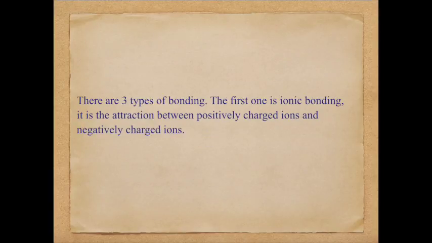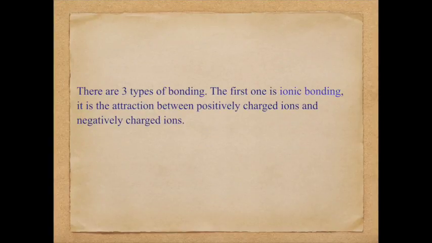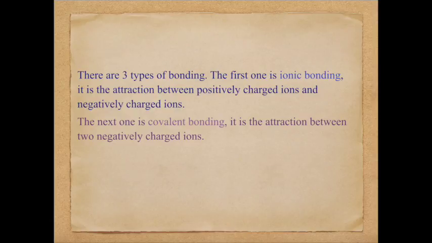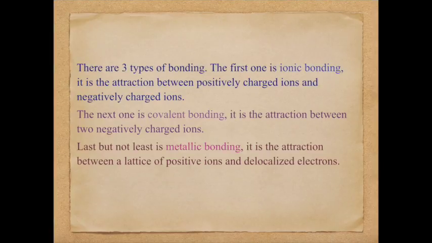There are three types of bonding. The first one is ionic bonding. It is the attraction between positively charged ions and negatively charged ions. The next one is covalent bonding. It is the attraction between two negatively charged ions. Last but not least is metallic bonding. It is the attraction between a lattice of positive ions and delocalized electrons.